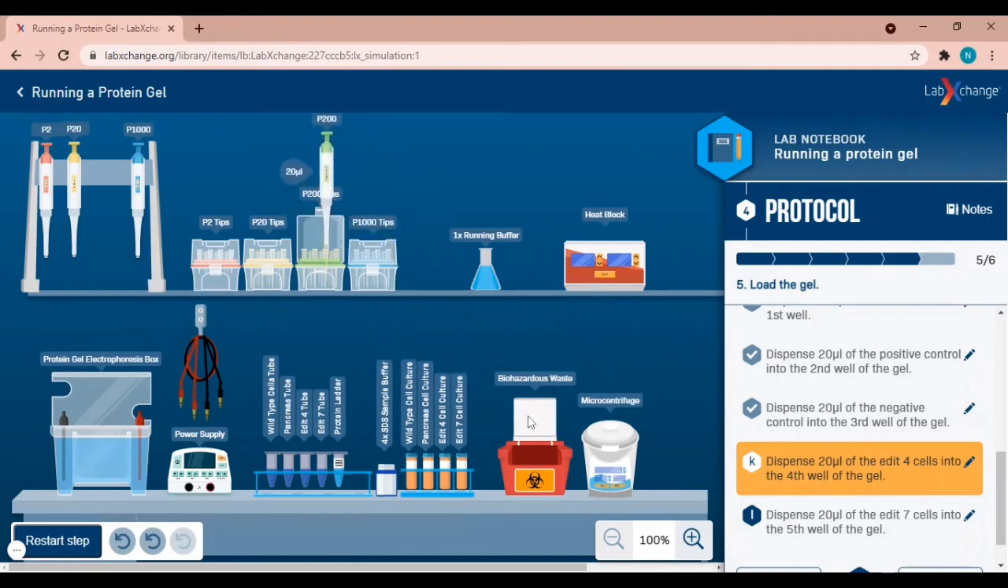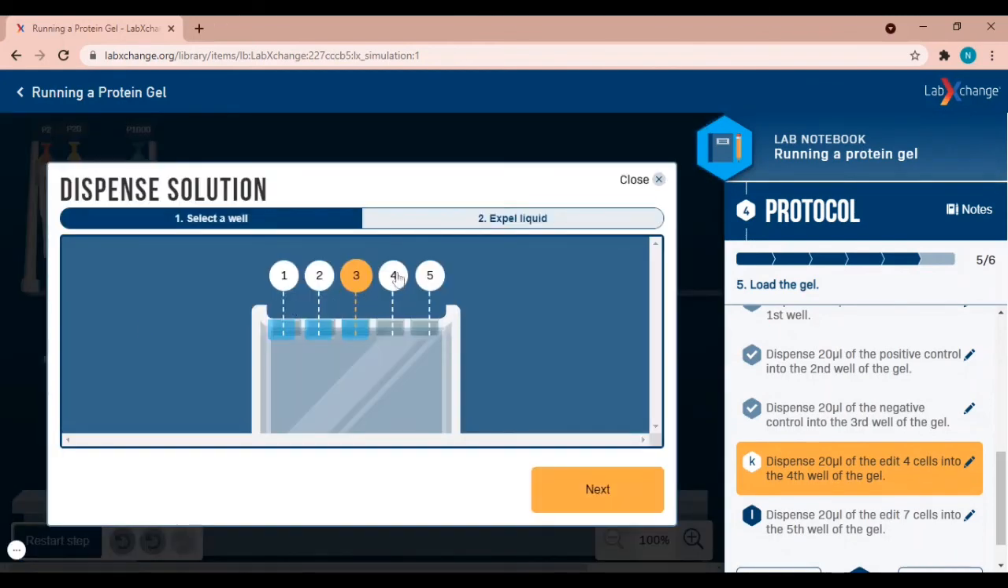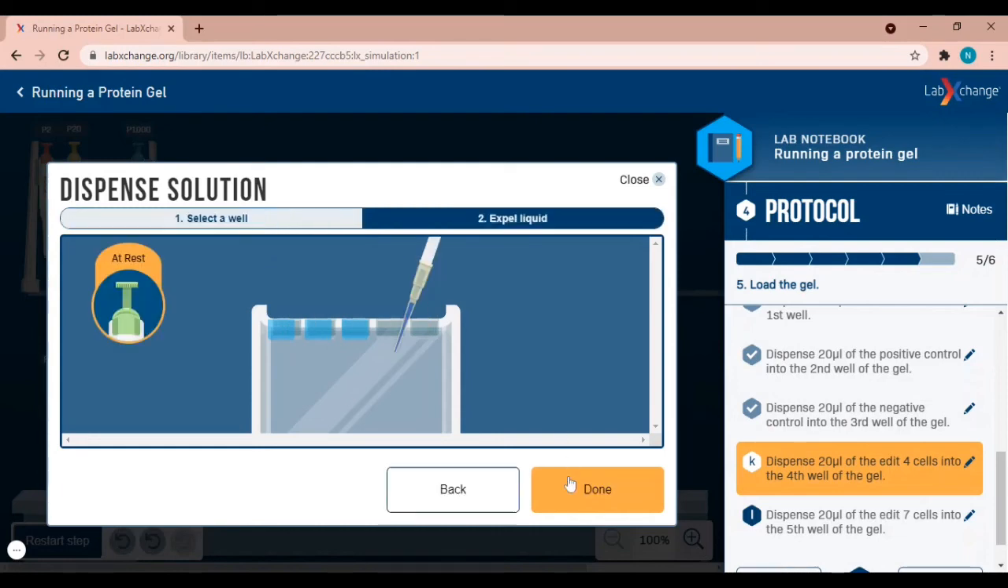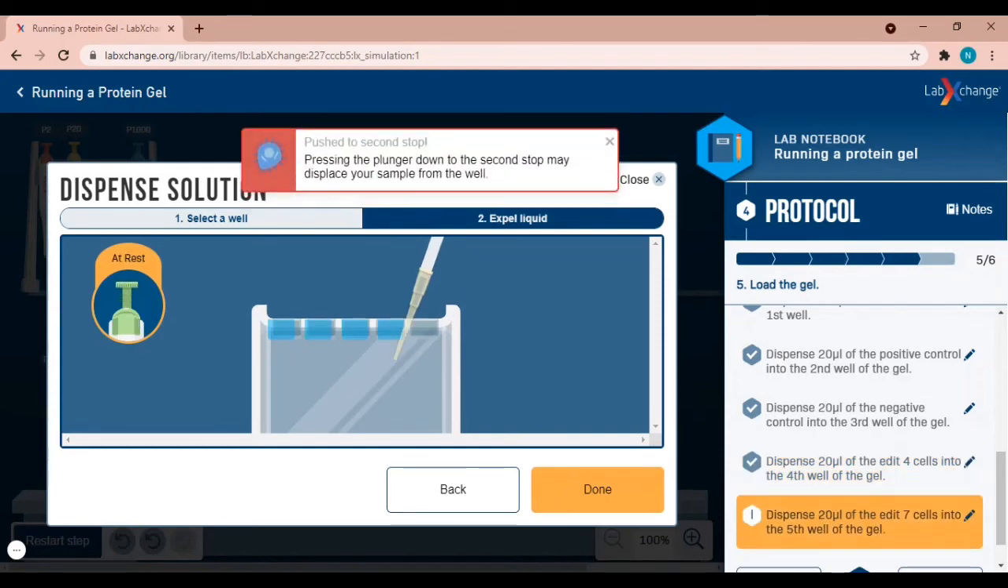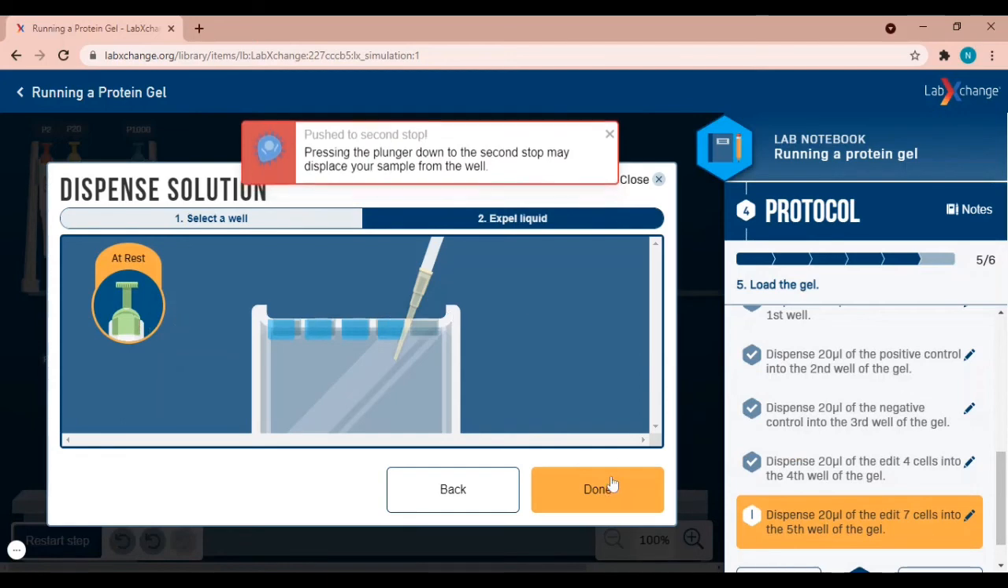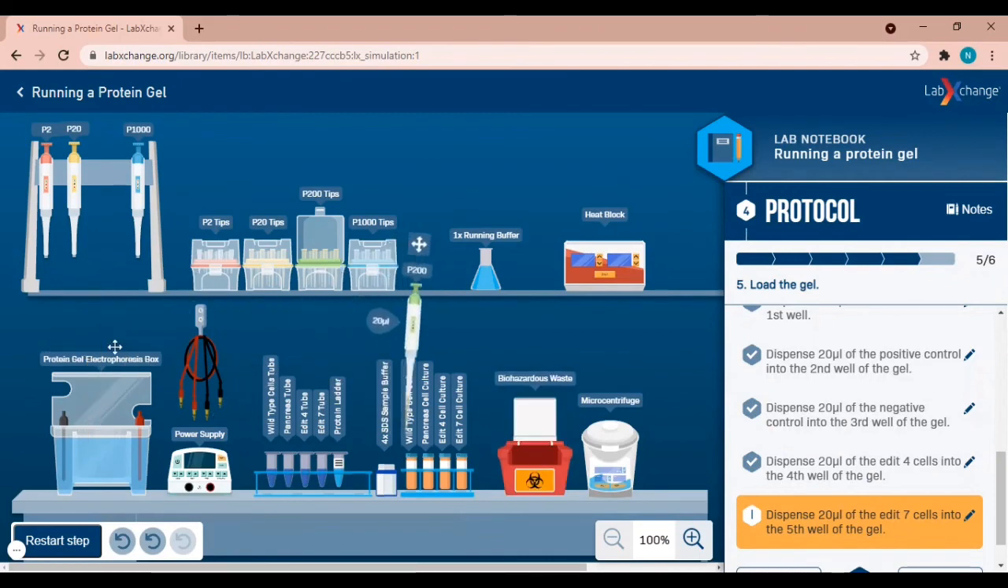Now draw up the edit 4 cells and dispense into the fourth well of the gel. Pick number 4 and dispense. Alright. Okay, eject the tip. Attach a new tip.